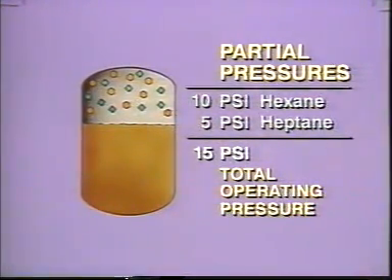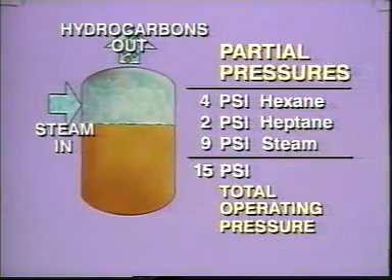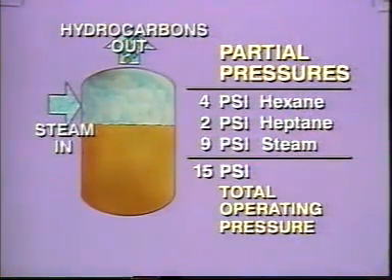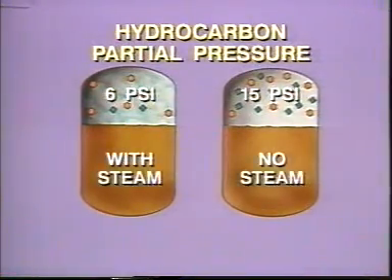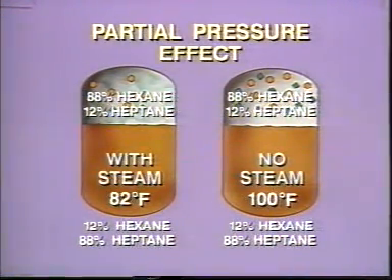Now, if we add steam to the system and remove some of the hydrocarbon gas molecules, the total pressure inside the container remains at 15 psi. The steam contributes 9 pounds of pressure, hexane 4 pounds, and heptane 2 pounds of pressure. Adding steam to the system reduces the partial pressure that is exerted by the hydrocarbon gas molecules. So, when steam is added to the system, the hydrocarbons react as if they were under 6 pounds of pressure instead of 15. With less pressure acting against the liquid hydrocarbon mixture, hexane and heptane will distill at a lower temperature. This is known as the partial pressure effect, and it is used extensively in refining distillation processes to reduce the high costs of energy consumption.